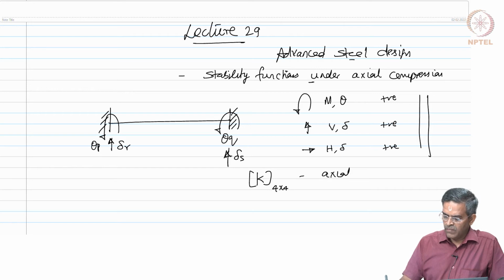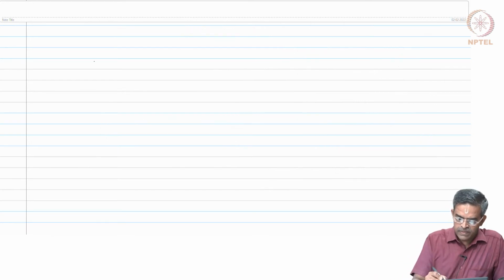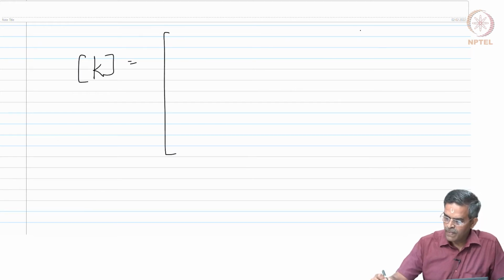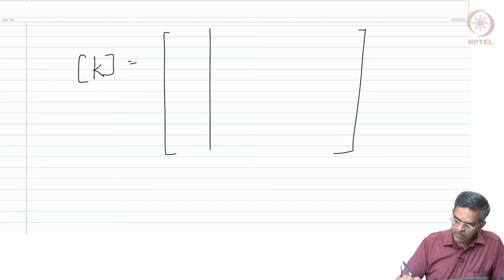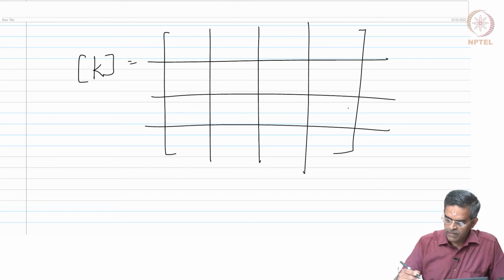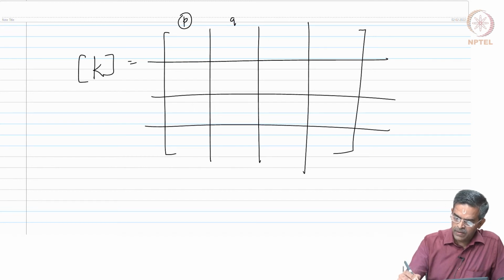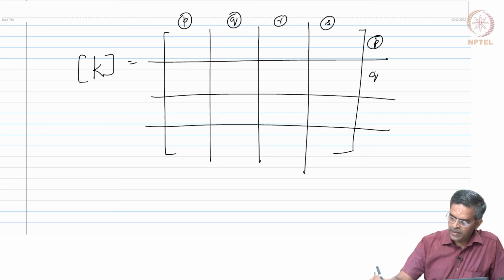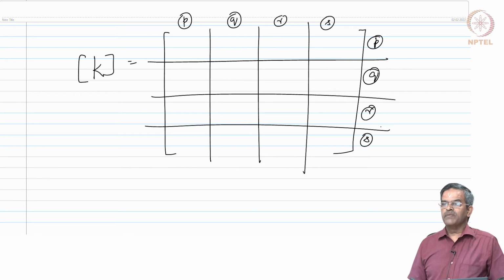We have used this sign convention and we have derived a stiffness matrix of 4 by 4. Obviously, we neglected axial deformation, and we derived the stiffness matrix as you see on the screen. We have the labels P, Q, R, S, P, Q, R, S. These labels have a specific order.